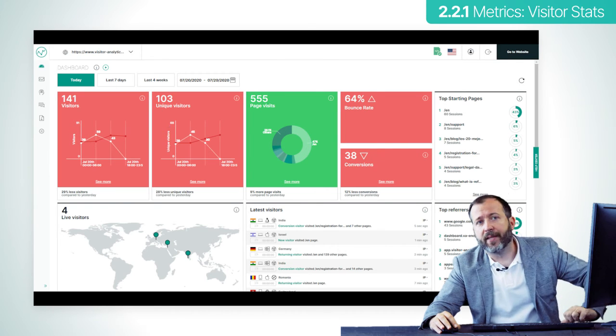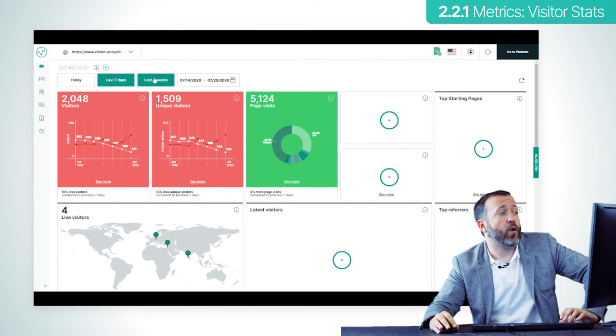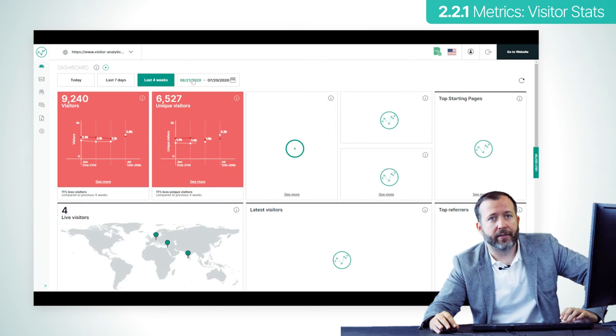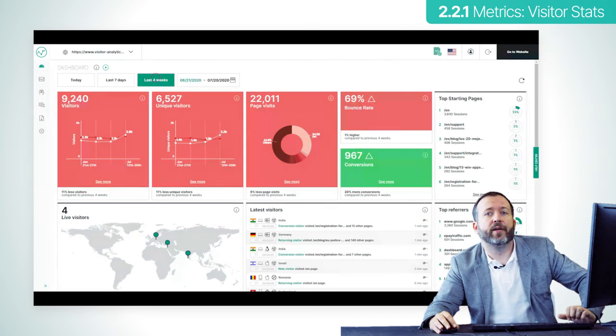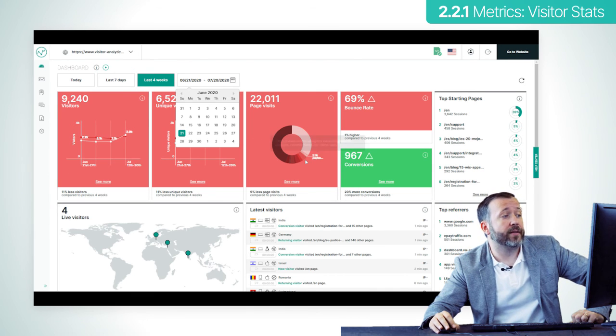For all of these, in Visitor Analytics you can choose a time frame: today, past week, past month, or a custom period of time actually. Every time you select this time frame, you will also get a comparison with a previous time frame. If the tile is red, you have less visitors than before. If it's green, you have more.